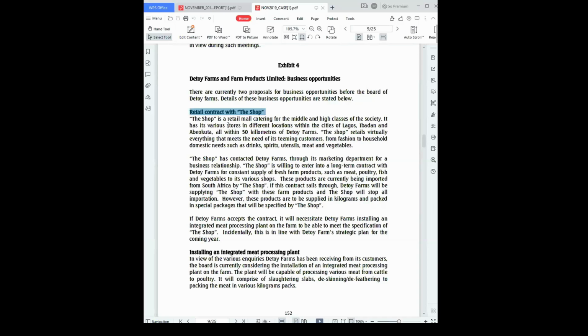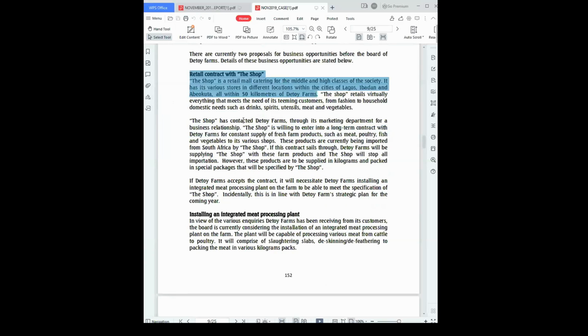And it has various stores, just like I said, just like Adide in Lagos here. It has various stores in major cities of Lagos, Ibadan, and Abeokuta, all within 50 kilometers of Detroit Farms. It means this shop is very close to Detroit Farms, and they are coming with a proposal. This shop retails virtually everything. Yes, we have said that.